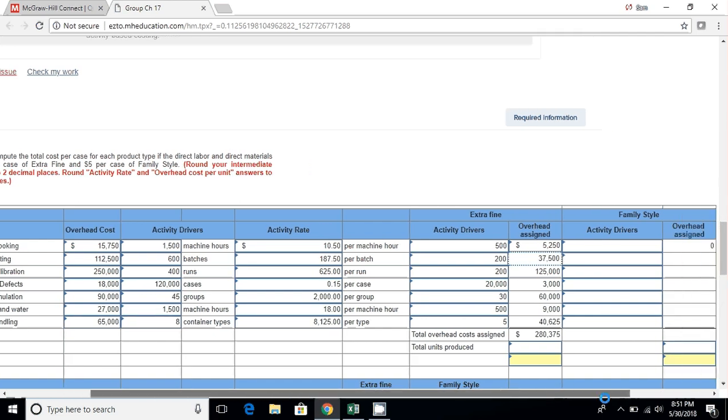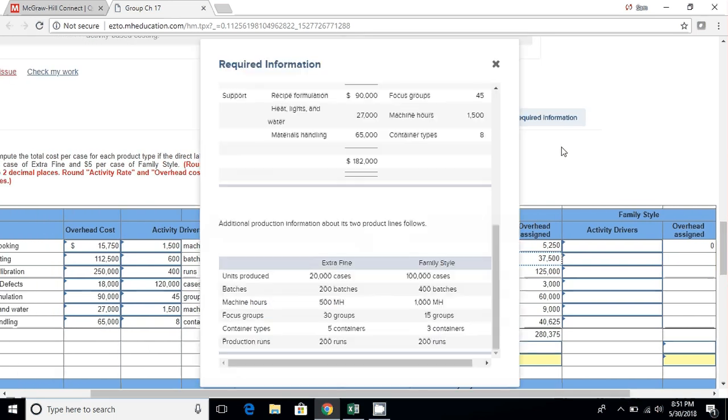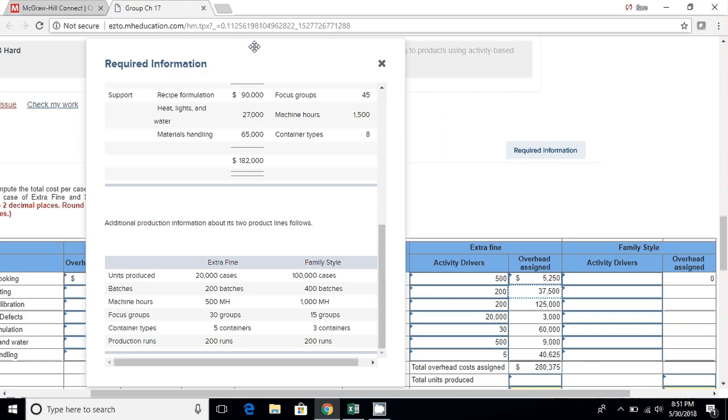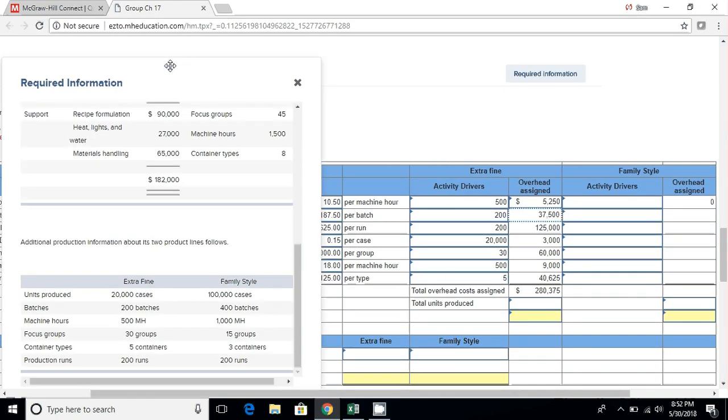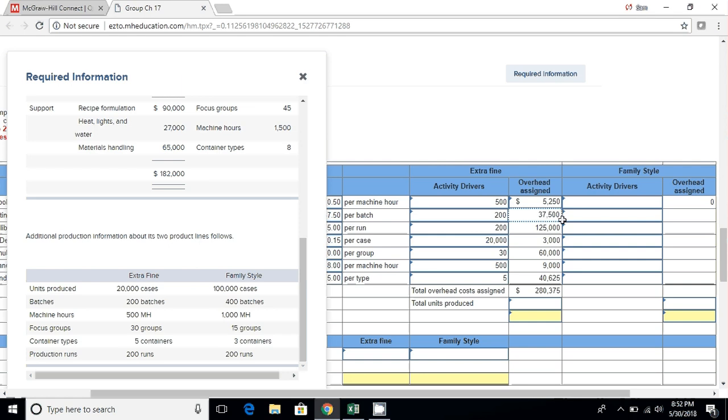So then we come over and we're going to start looking at the family style. Let's see if we can pull that up again. So family style here, got to get it back in the right place. There we go. For family style, if we're looking for machine hours, here it is, 1,000 machine hours for family style. I want to make sure you see that. So we've got 1,000.